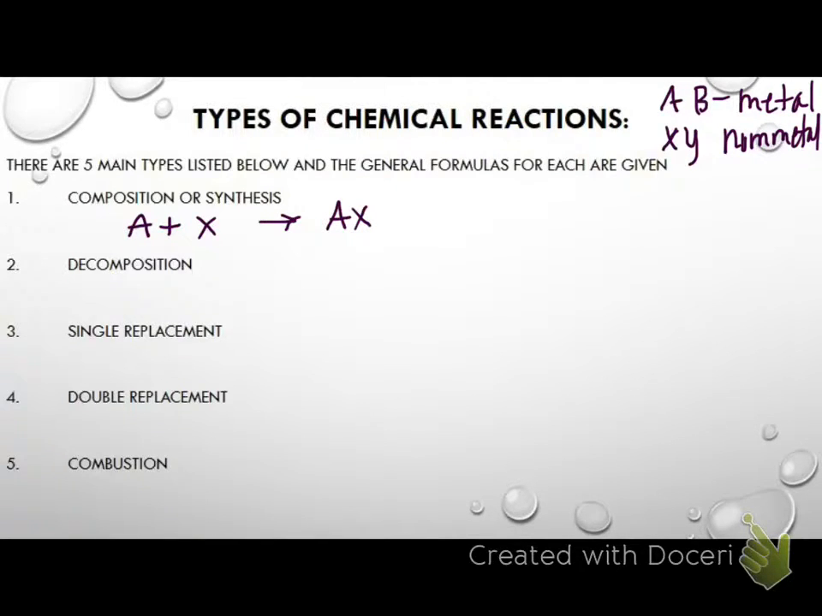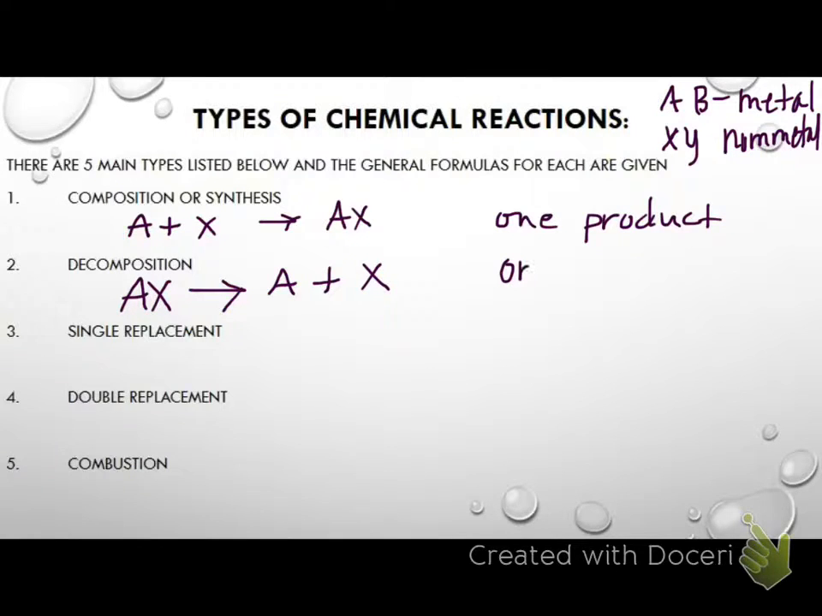Okay? So one of the ways that you will recognize a composition or synthesis reaction is it will always only have 1 product. So if you see that it's only making 1 product, that's your clue to say, hey, that's a synthesis or a composition reaction. Okay? So if a composition has 2 things and it's making 1 thing, what do you think a decomposition is? It's exactly the opposite. Now we're going to decompose it. So we're going to start with 1 product, okay, and we're going to break it down into 2 simpler products. And you would recognize decomposition by the fact that it has 1 reactant.